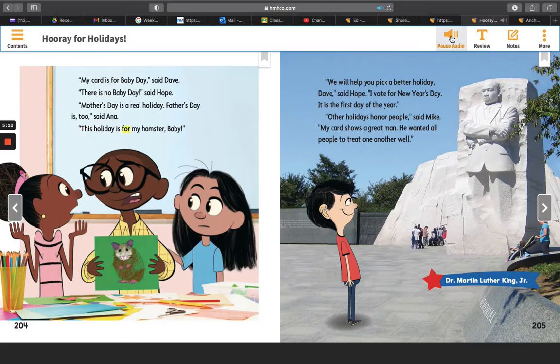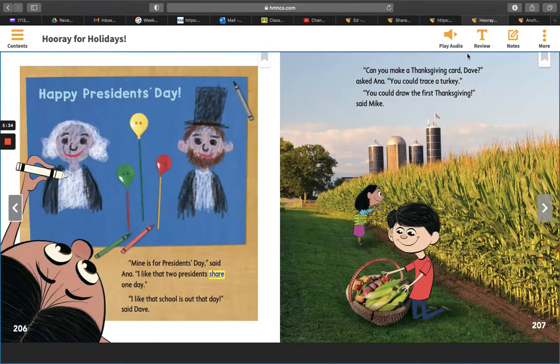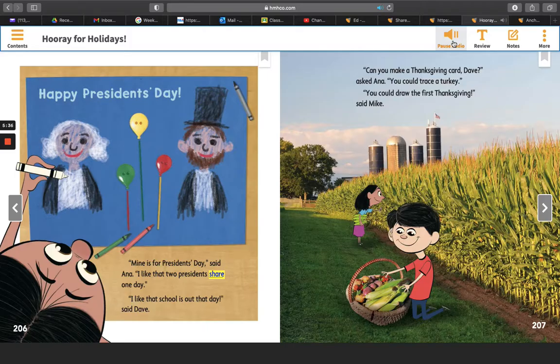This holiday is for my hamster, Baby. We will help you pick a better holiday, Dave, said Hope. I vote for New Year's Day. It is the first day of the year. Other holidays honor people, said Mike. My card shows a great man. He wanted all people to treat one another well. Dr. Martin Luther King, Jr. Happy President's Day. Mine is for President's Day, said Anna. I like that 2 presidents share one day.